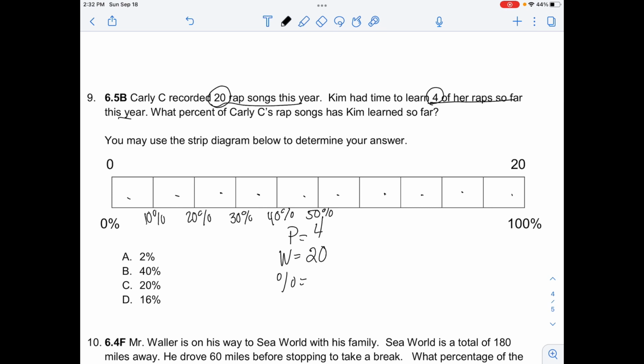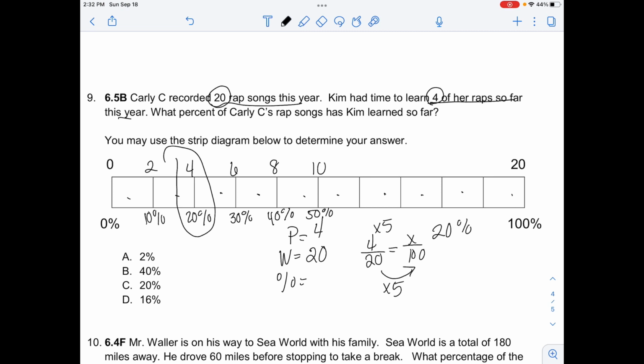All right. Now, we already know that this is 10 spaces. Well, 20 divided by 10 is 2, so that means I'm counting by 2s. 2, 4, 6, 8, 10. Okay, so here is my 4 is equivalent to 20%. So if I were to have 4/20 equals X over 100, multiply this by 5. When I do the bottom, I do to the top, and I get 20%. So that checks out. So my answer is C.